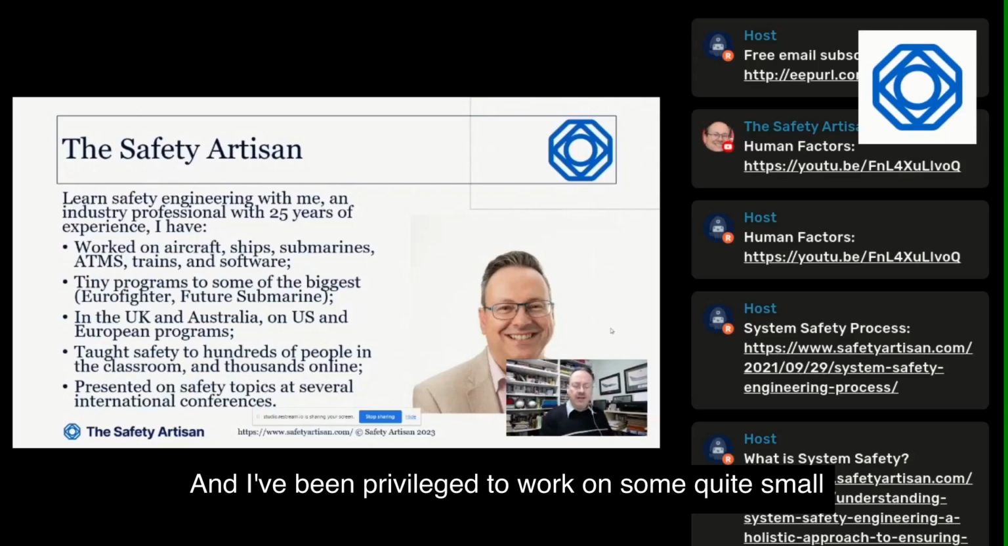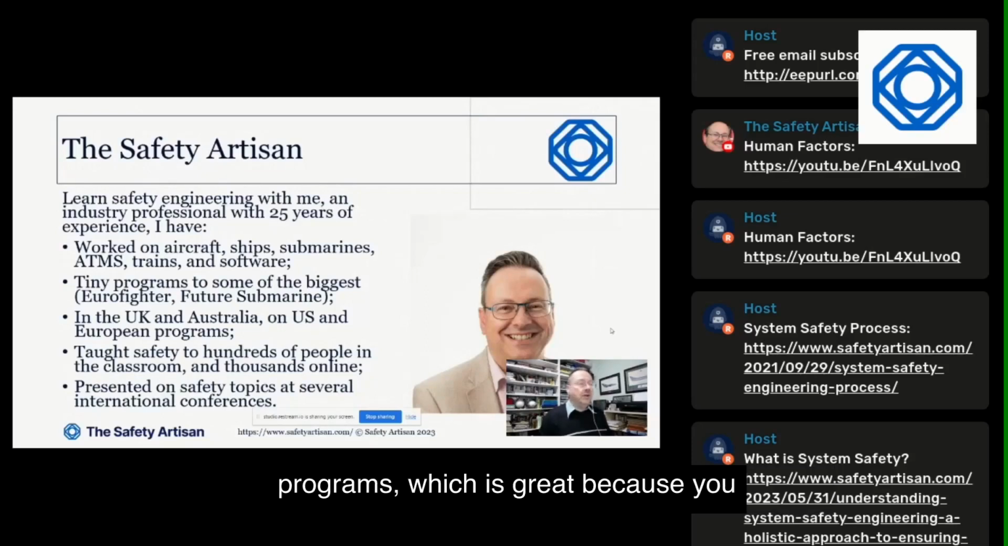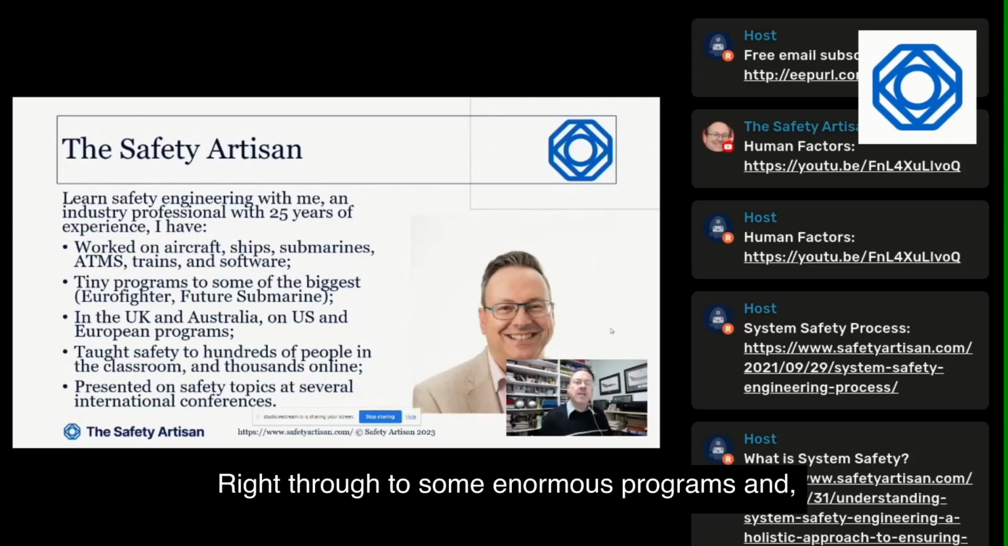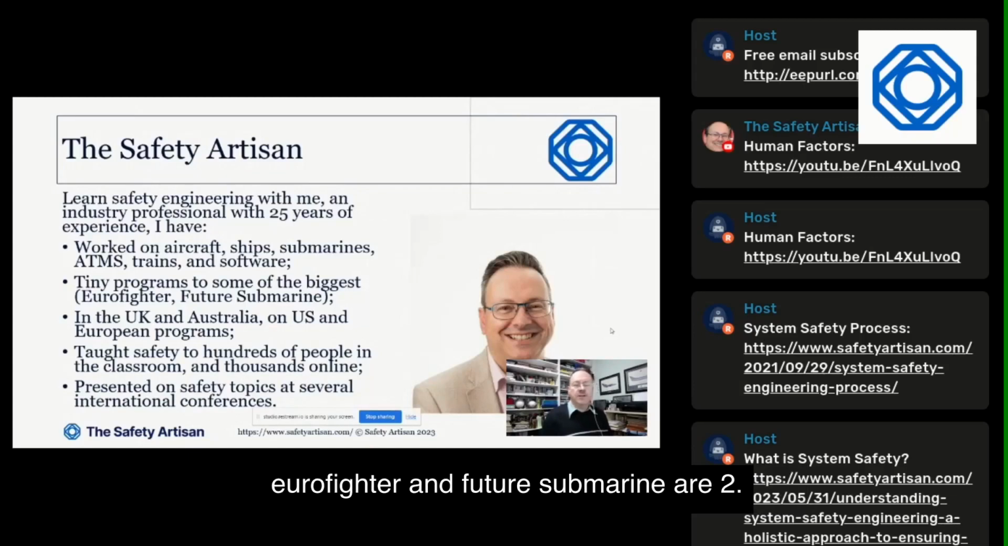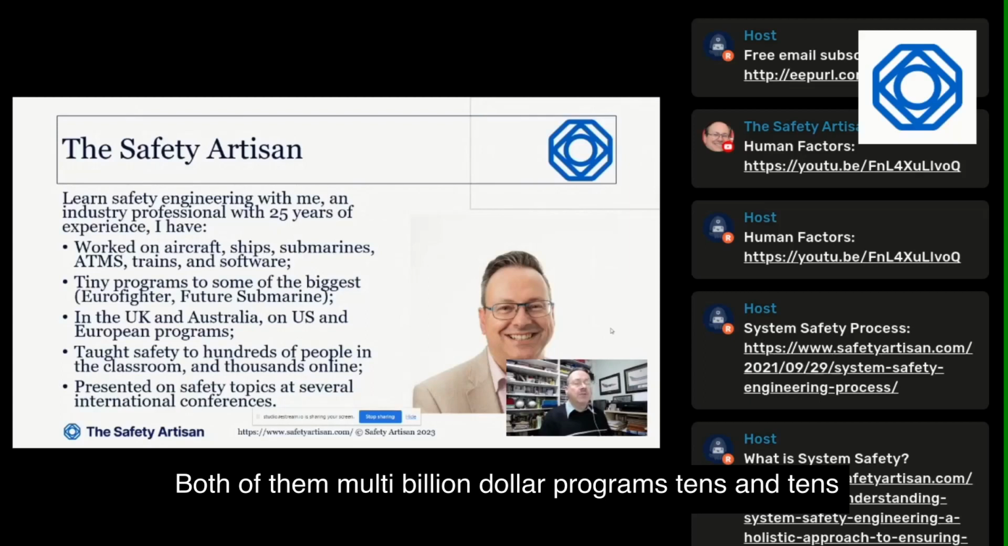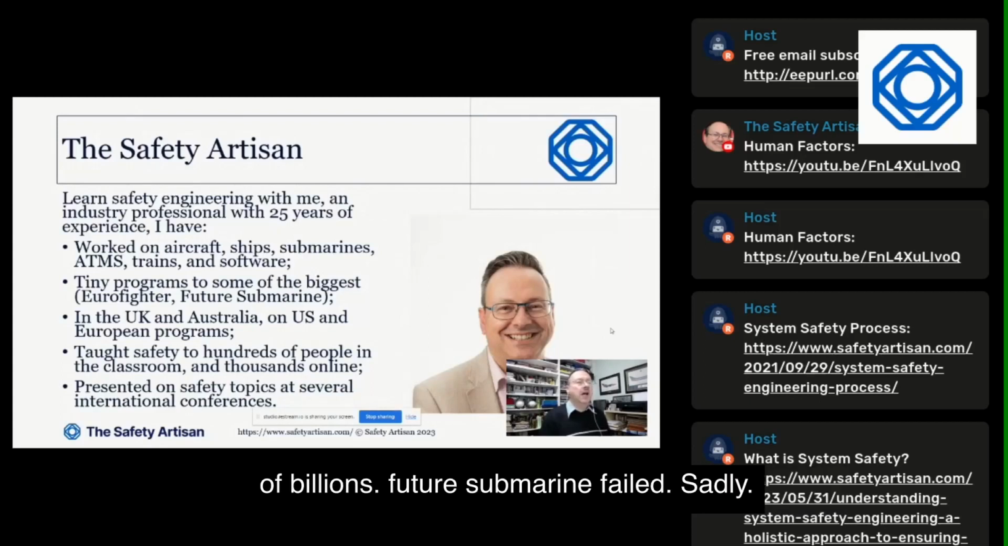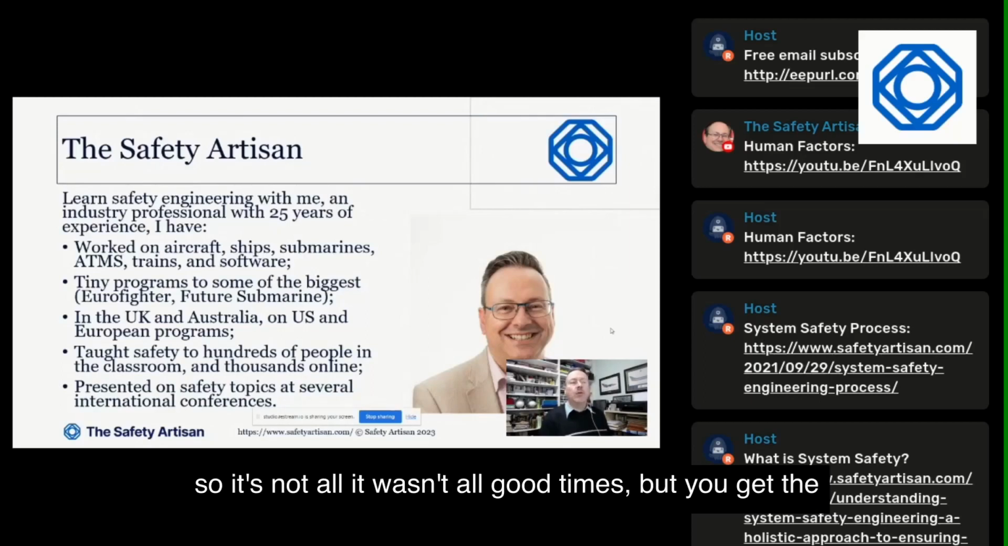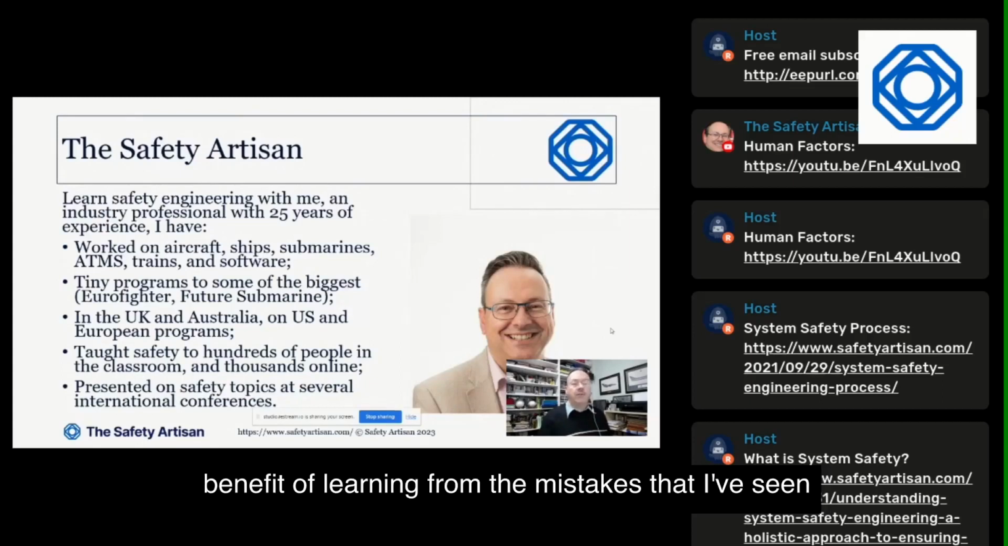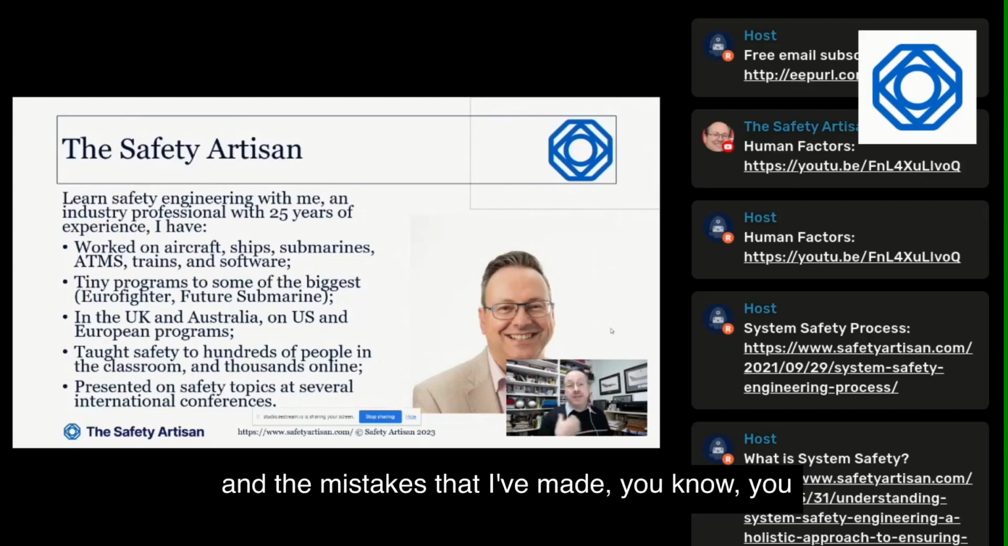I've been privileged to work on some quite small programs, which is great because you get to do everything yourself, right through to some enormous programs. Eurofighter and Future Submarine are 2, both multi-billion-dollar programs, tens and tens of billions. Future Submarine failed, sadly. So it wasn't all good times, but you get the benefit of learning from the mistakes that I've seen and the mistakes that I've made.